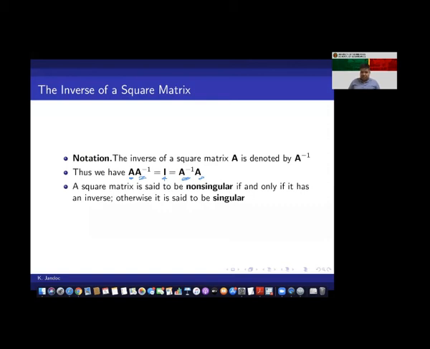Another notation or definition. A square matrix is non-singular if and only if it has an inverse. So a matrix A is non-singular if it has an inverse. The matrix that we saw before, 1, 1, 1, 1, doesn't have an inverse. So this is a singular matrix. So a matrix that has an inverse is called a non-singular matrix.